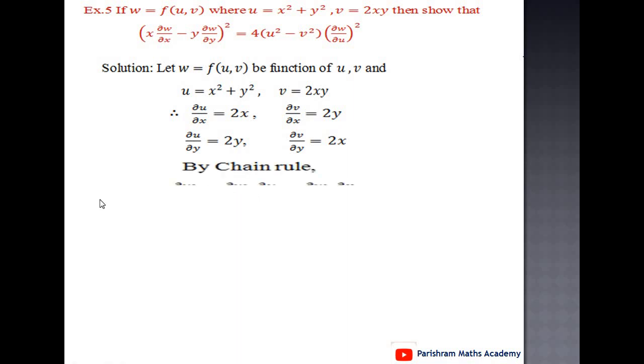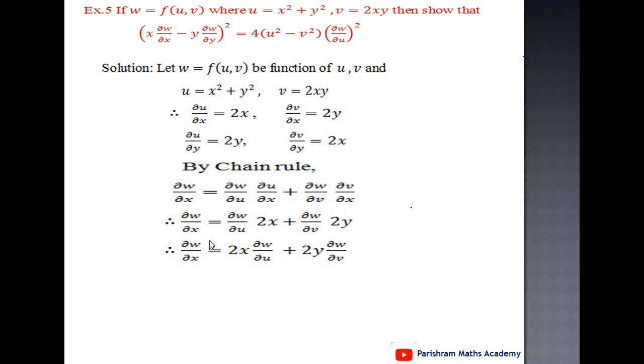And therefore here by chain rule derivative of w with respect to x is nothing but ∂w/∂u into ∂u/∂x plus ∂w/∂v into ∂v/∂x. We can substitute the value of ∂u/∂x and ∂v/∂x, which are nothing but twice x and twice y. Putting this value we get ∂w/∂x equal to twice x into ∂w/∂u plus twice y into ∂w/∂v.